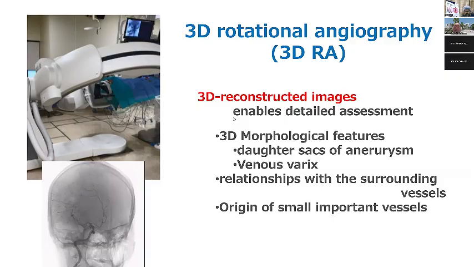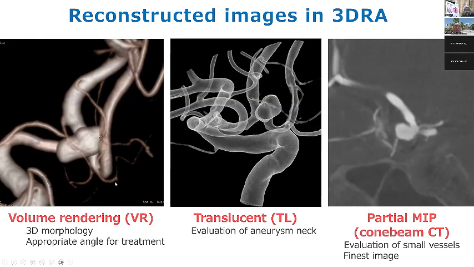There are 3 kinds of reconstructed images obtained from rotational angiography. One is the volume rendering image, another is the translucent image, and the other is the partial MIP cone beam CT image. Volume rendering images like this give us important information on the precise 3D morphology and an appropriate angle to treat the lesions.